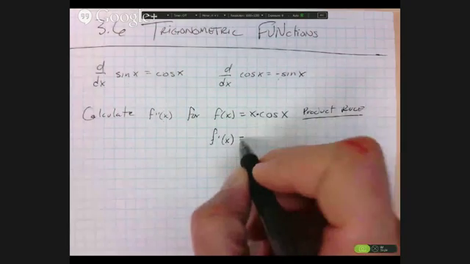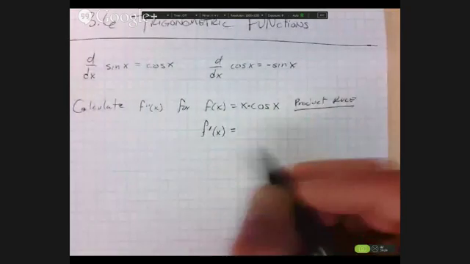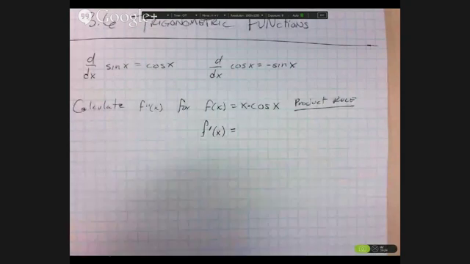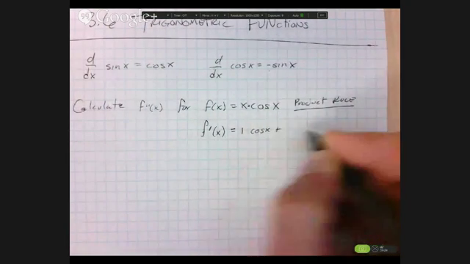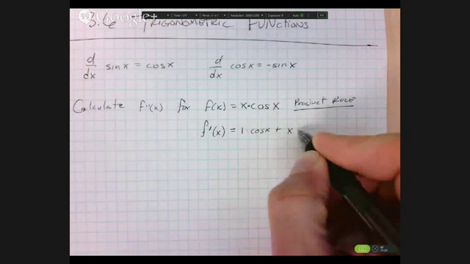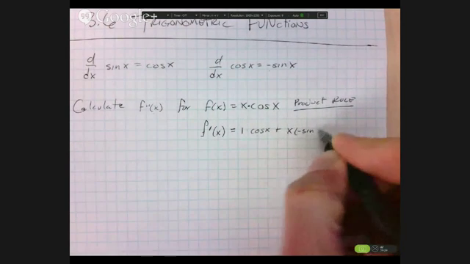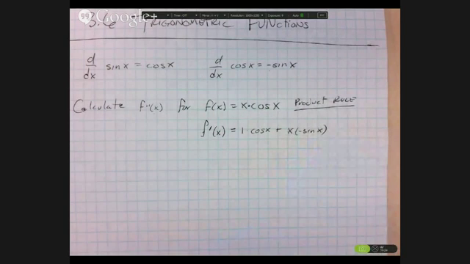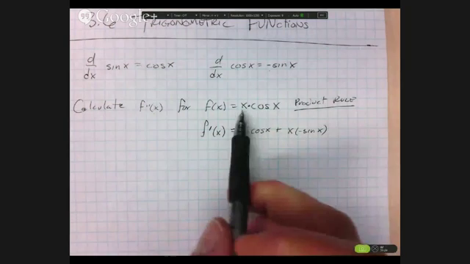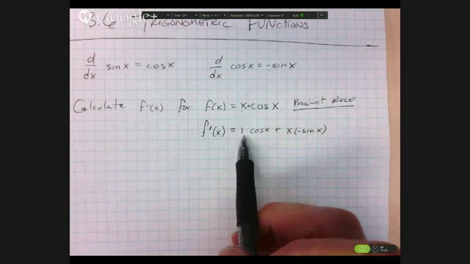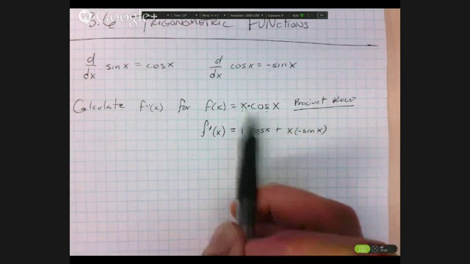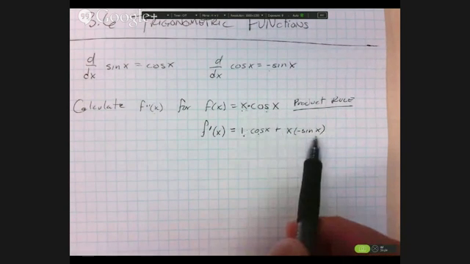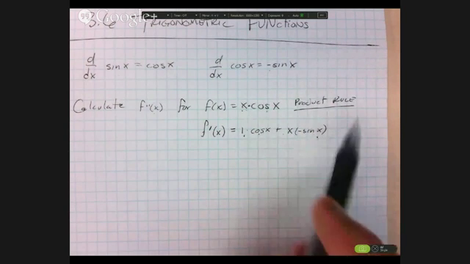Go, somebody. 1 times cosine x plus x times negative sine. Yep. Product rule. The derivative of the first is 1, times the second, plus the first times the derivative of the second. The product rule.